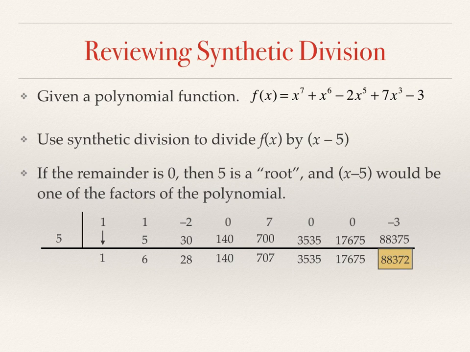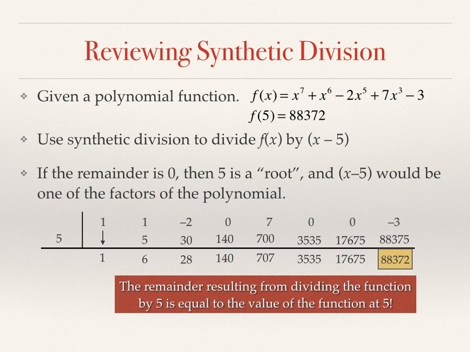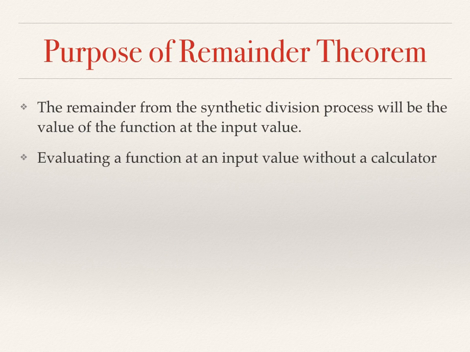88,372. And that number should look familiar, because recall in the previous slide, the value of the function f of 5 at x equals 5 is 88,372. So we can draw a conclusion of sorts, which we haven't proven yet, but we're noticing the remainder that results from dividing the function by 5 will be equal to the value of the function at x equals 5. And so this has some important significance for us. So we can call this the remainder theorem, which can be proven.